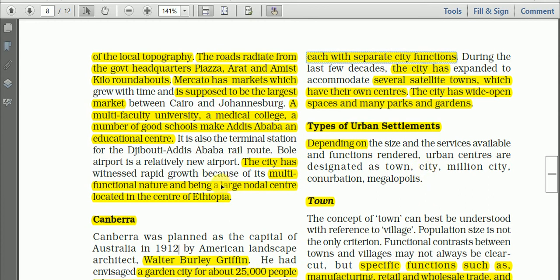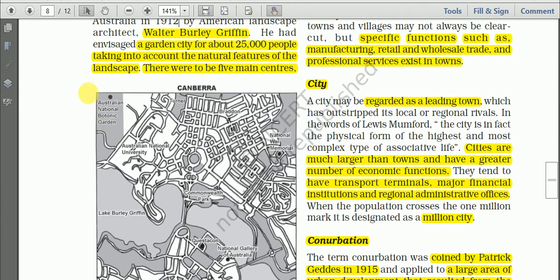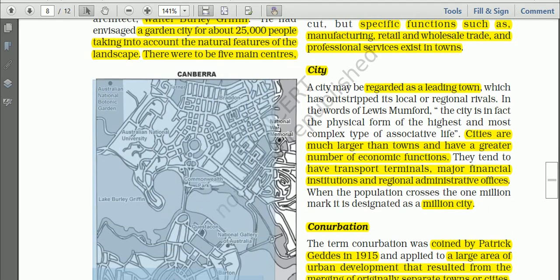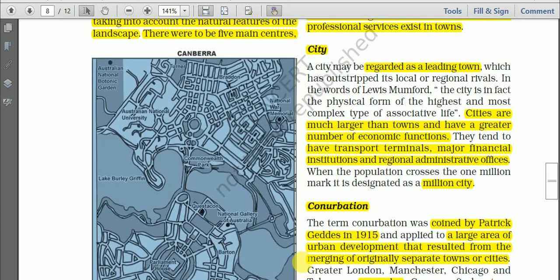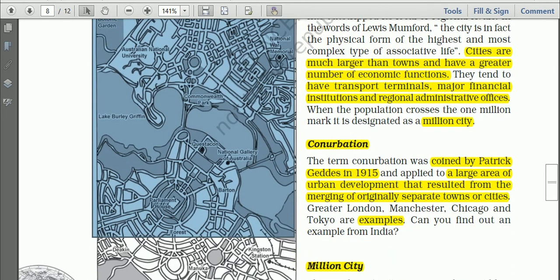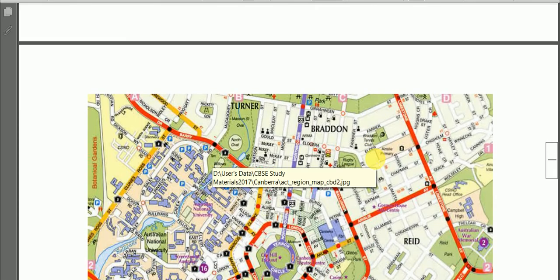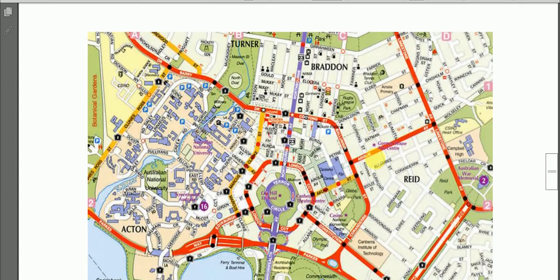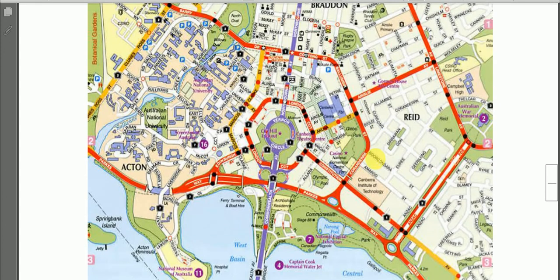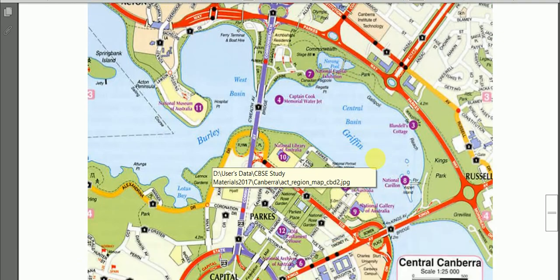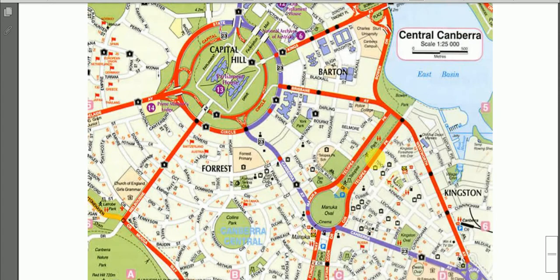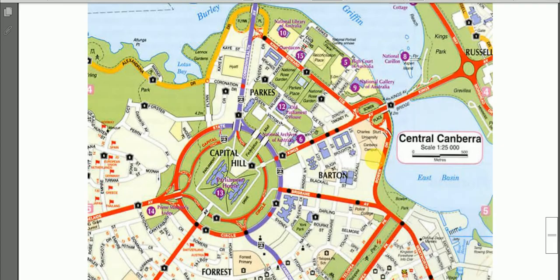This is the city, Canberra. This is Canberra, and the bigger one is also here. This is part of Canberra. So this is Canberra.